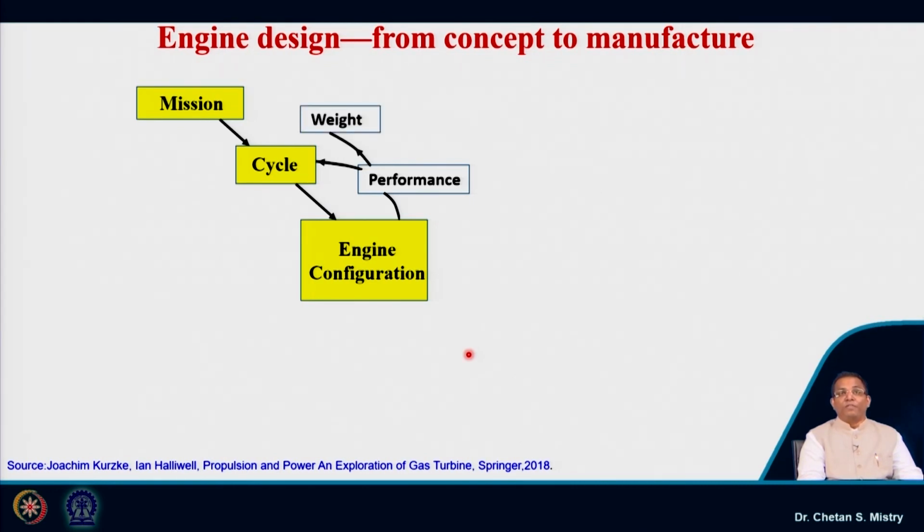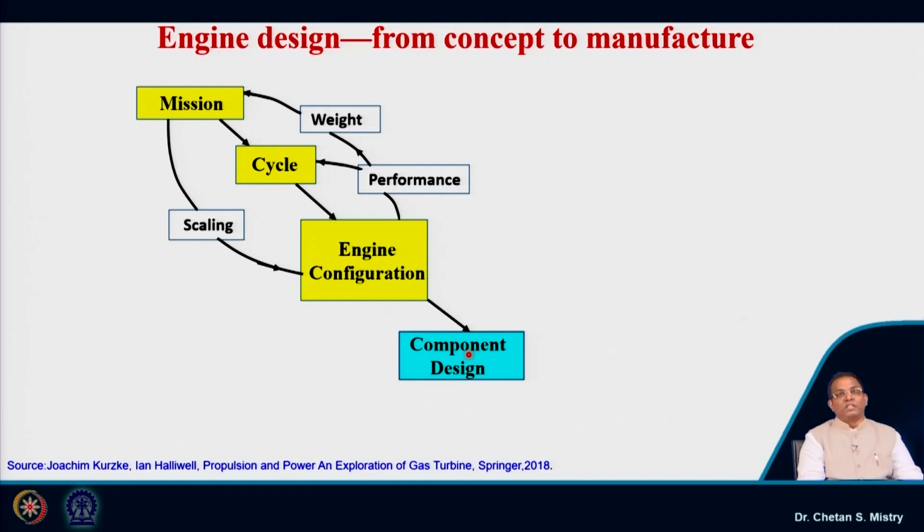After doing that, we will check whether it meets the requirement of my thrust to weight ratio, because for aero engines this thrust to weight ratio is very important. Based on that, we will check whether it is meeting the requirement or not. If not, then we will go with the scaling of all our components, then the engine configuration. Again we will assess our performance, then we will check with the cycle analysis.